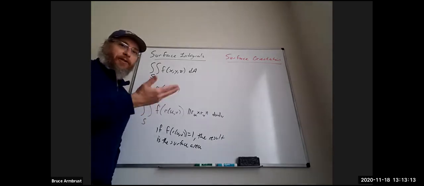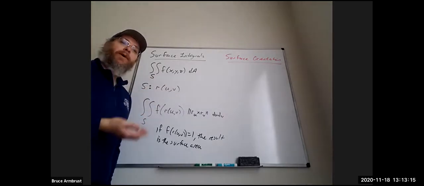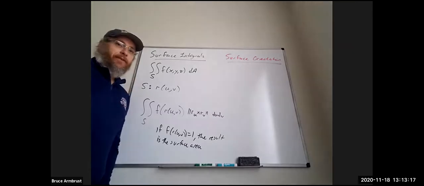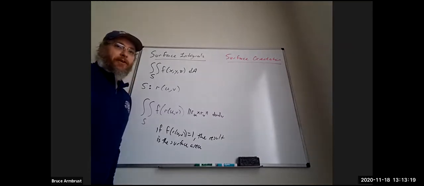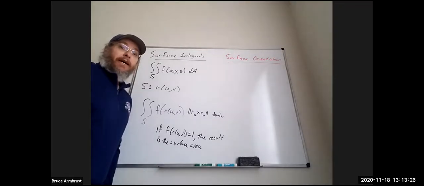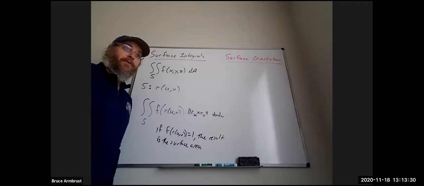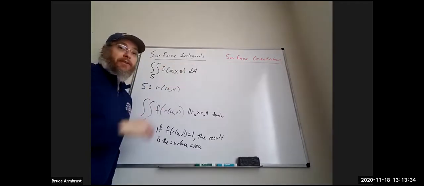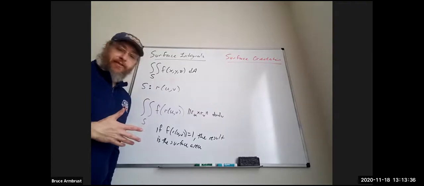You just point an arrow in the direction that you're going. Well, we need to do the same thing for surfaces. If a surface is orientable, the surface actually has sides to it, and we need to be able to describe the surface integral relative to which side we're doing. Okay, and that's what surface orientation is.